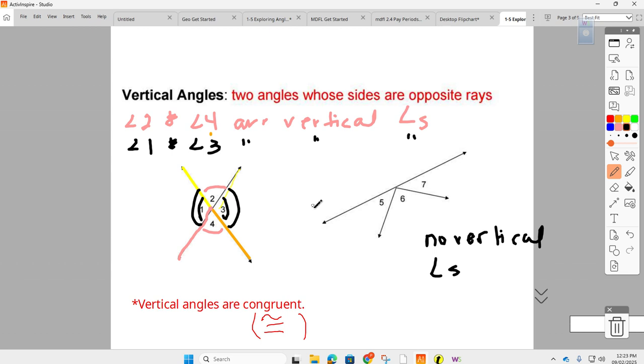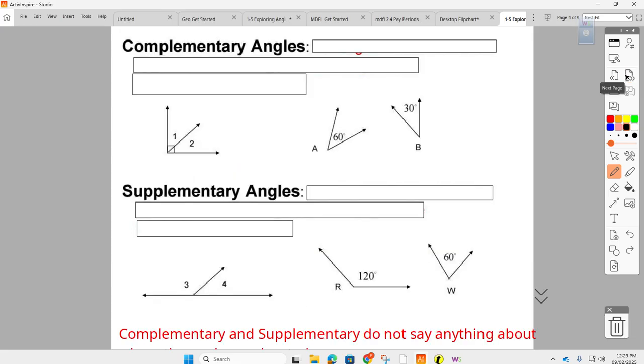Any questions on vertical angles? Everybody knows what this symbol means? Okay.